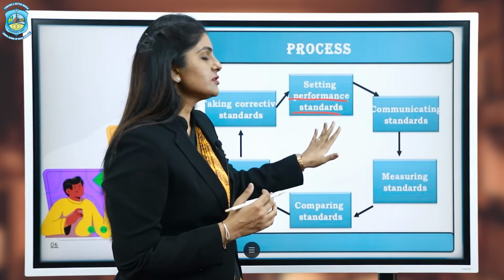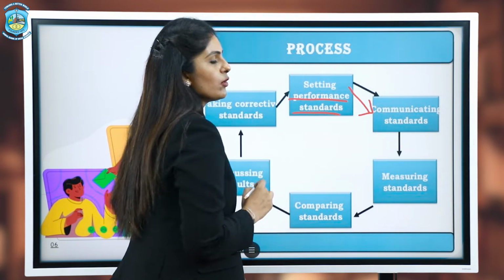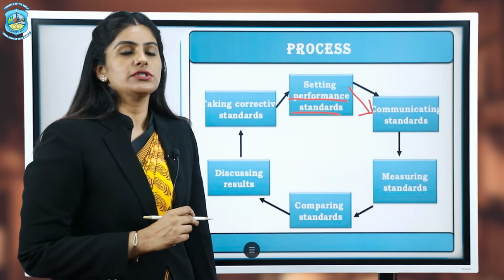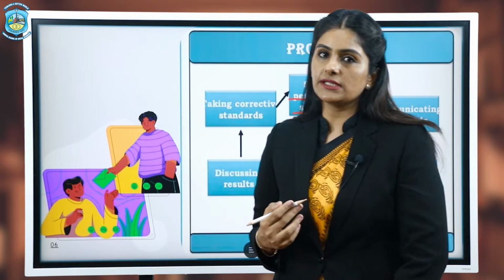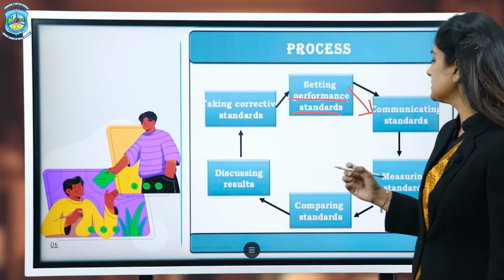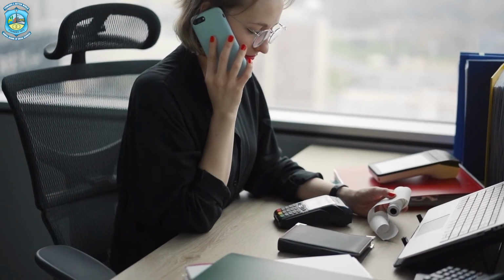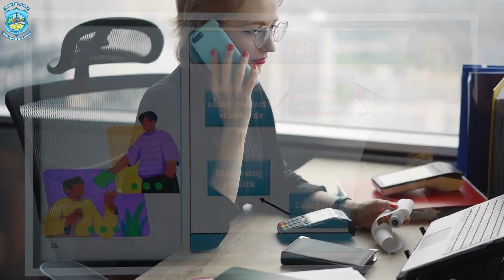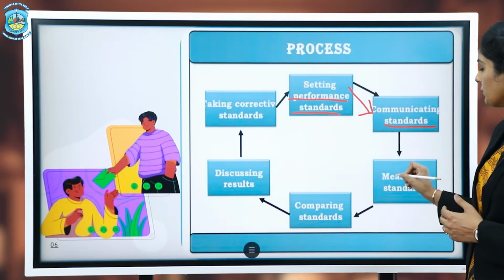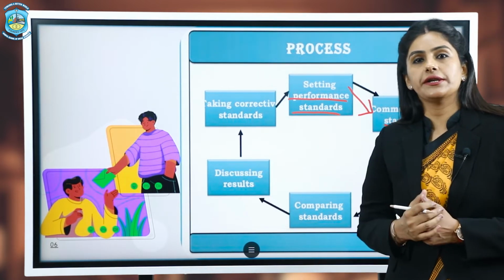These standards, when they are set, should be communicated to the employees who are working in the organization. So the second step in the process of performance appraisal is to communicate these standards to the employees. It is a very important step because the employees should know what management is expecting from them. Once it is communicated, then comes the third step, which is measuring these standards.